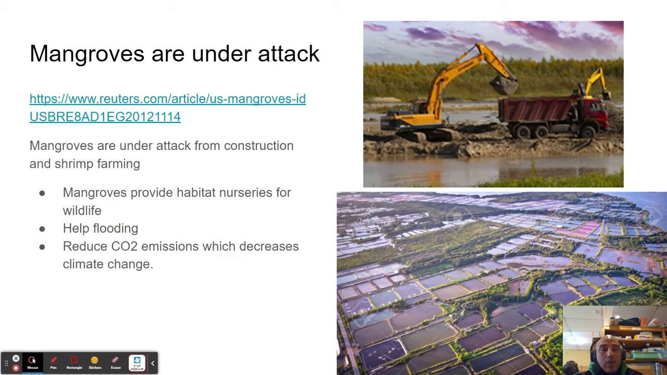Now, they do help with flooding, like we spoke of before. And since they are so productive, meaning that they have a lot of green things that are growing there, plants and trees, they significantly help reduce CO2 concentrations, which is associated with the greenhouse effect and climate change. Okay, so we need to save these mangroves. Let's continue.